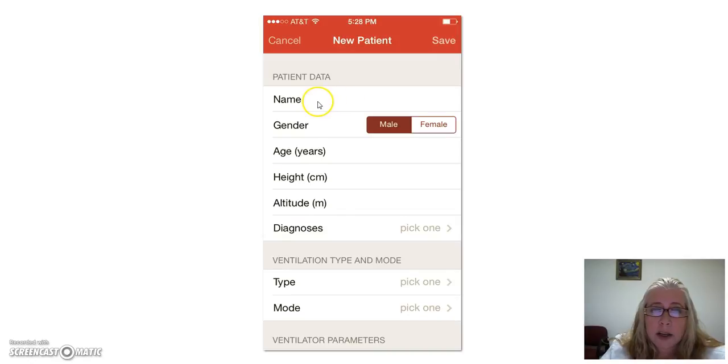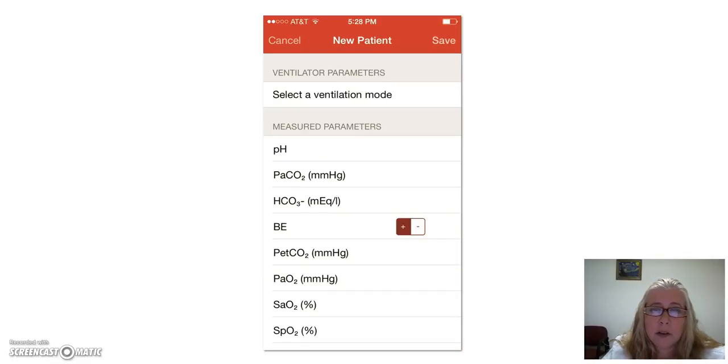So here you can see we'd enter in, of course we're not going to enter a name in here because of patient confidentiality, but they can select male or female, put their age, height, altitude if we're at an extremely high or low altitude, otherwise it really doesn't make a difference. Pick what their actual diagnosis is, and then we start entering in their ventilator information and ventilator parameters.